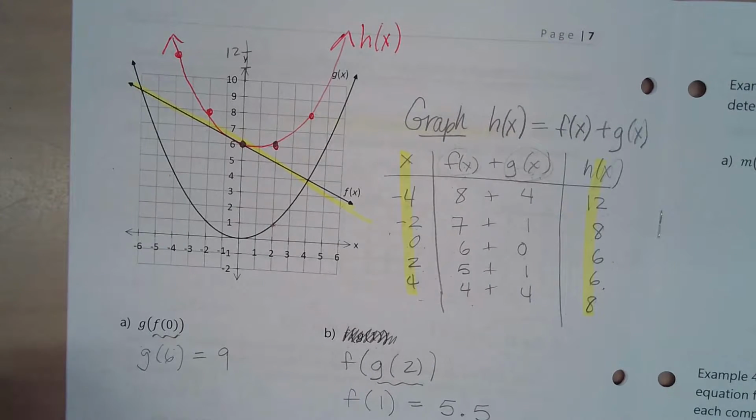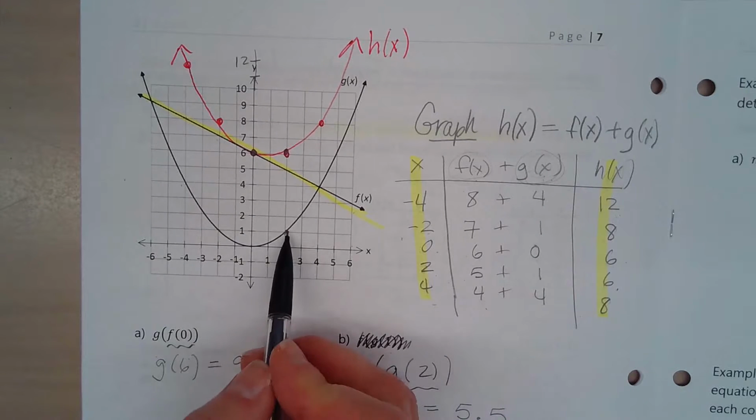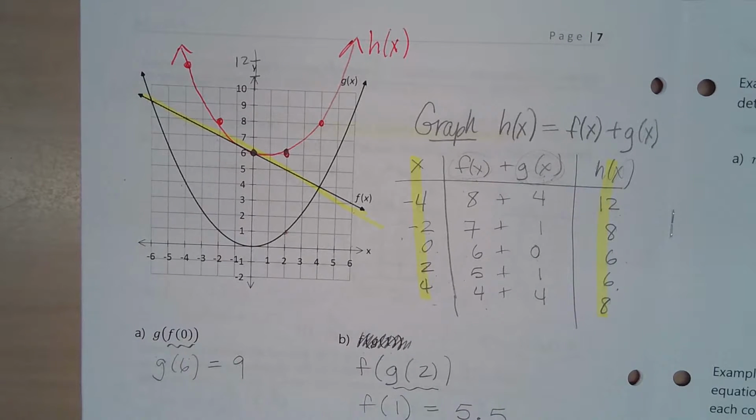Now, it didn't ask me for the explicit equation. If they did, I'd have to figure out what this equation is and this equation. It just asked me for the graph, so there you go. That's all you have to do.